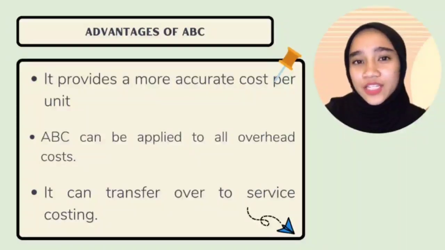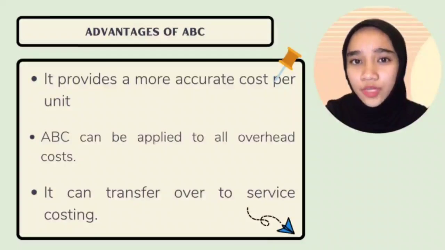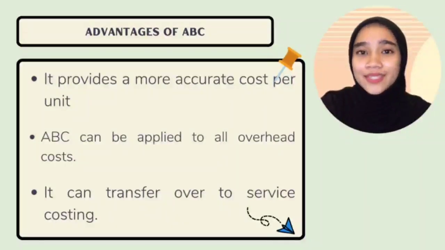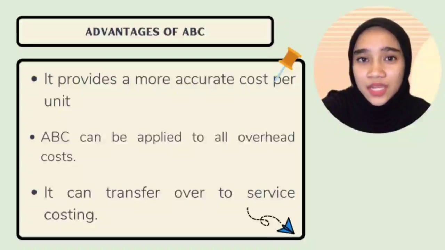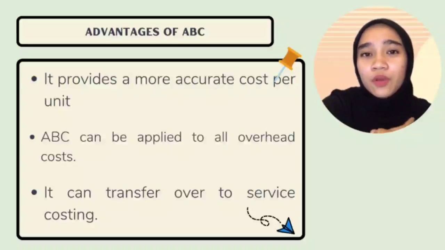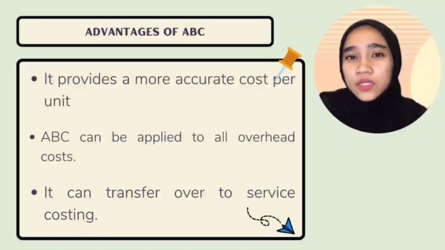The second advantage of ABC is that it can be applied to all overhead costs. ABC is based on the overhead of everything we do. This helps to determine realistic costs in a business environment, which can help us to be more competitive within our industry. And the third advantage of ABC is that it can transfer over to service costing. It can be used to determine a significant portion of our total cost.